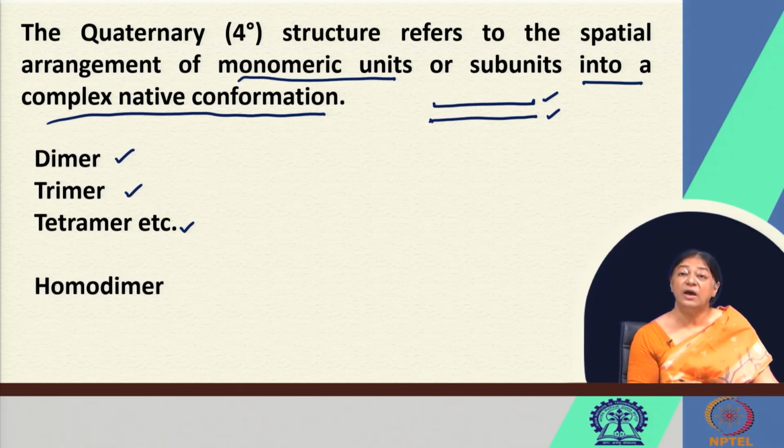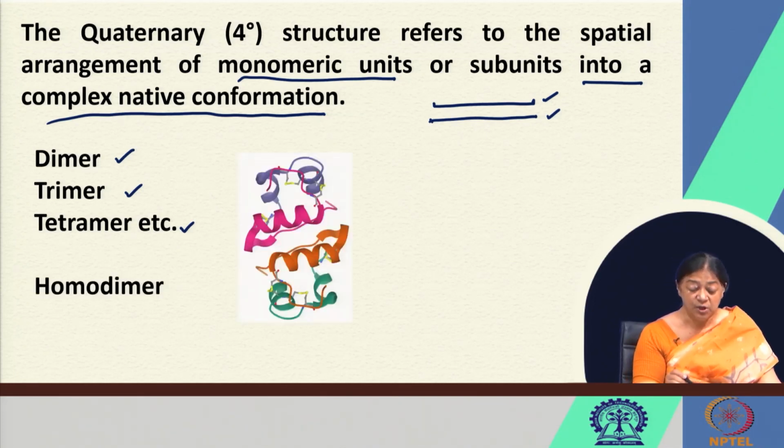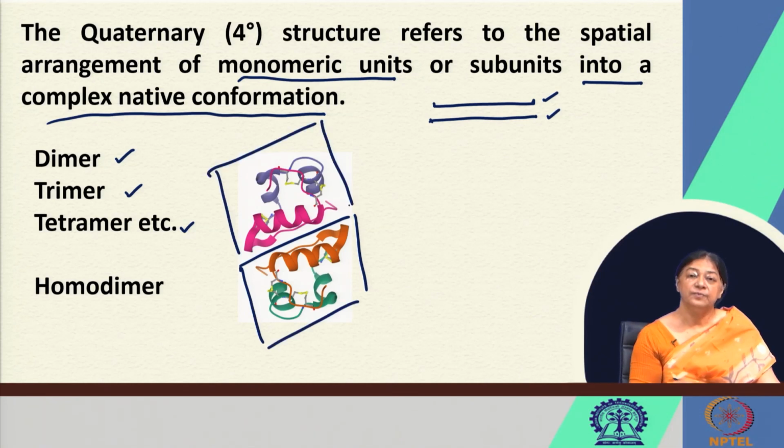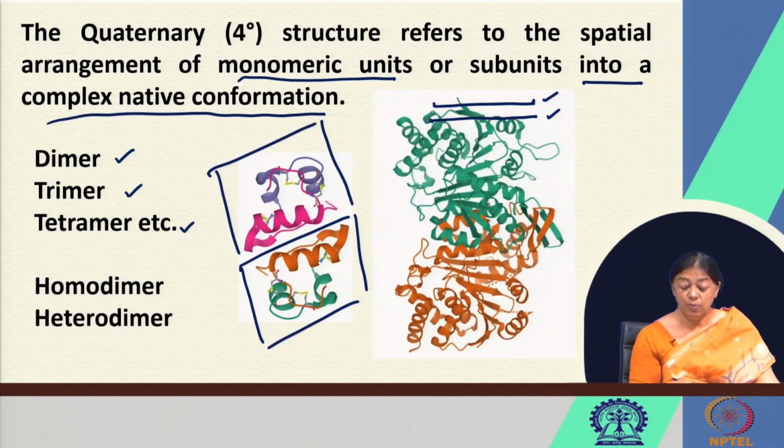Now, these polypeptide chains that form the quaternary structure may be of the same type. Say for a dimer, we could have a homodimer, where we would have two units that are identical, or we could have a heterodimer, where we would have two dissimilar units come together. So, this is a dimeric protein that is a homodimer or a heterodimer. What do we mean by a homodimeric protein? It means that the two monomeric units that come together are identical. In a heterodimeric protein, the two monomeric units that come together are different.